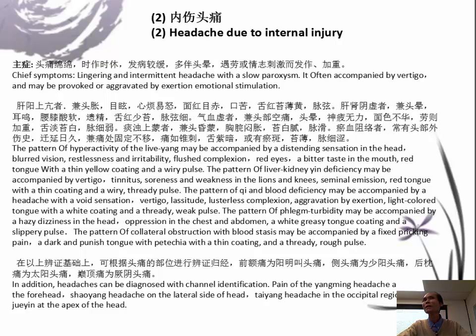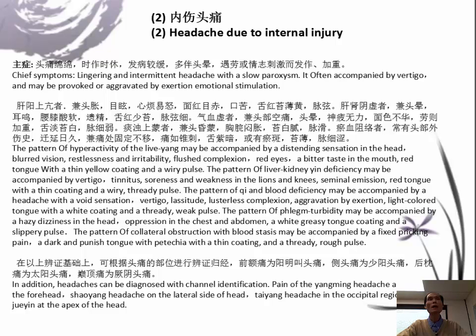How do you confirm whether this belongs to kidney yin or kidney yang? How do you confirm whether it belongs to the liver or kidney? You can verify by other symptoms, such as your tongue condition and your pulse condition. For yin deficiency, the pulse is always fine and rapid.